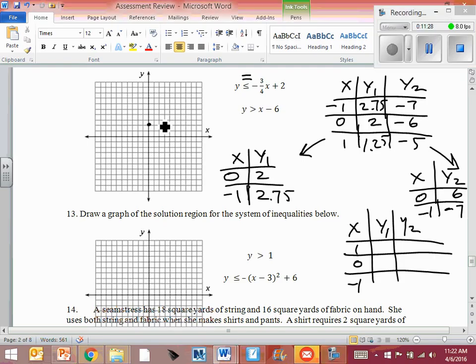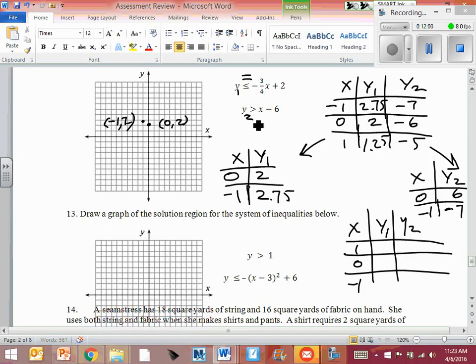You don't have to write the coordinates right now if you don't want to. I'll put them 0 and a 2, and -1 and 2.75. Really? Why not just be 3? Fine. What do I got here? -1 and a 2.75. I'll put a 2 like that. Connect the dots.